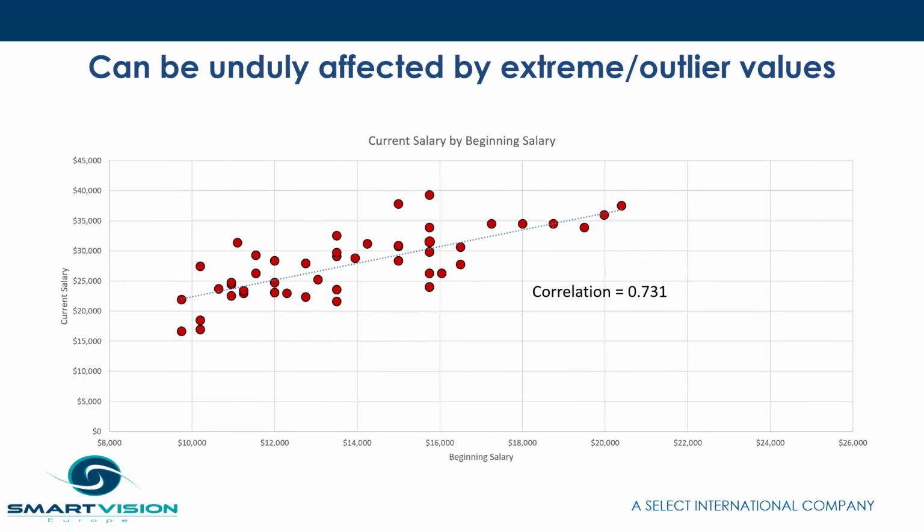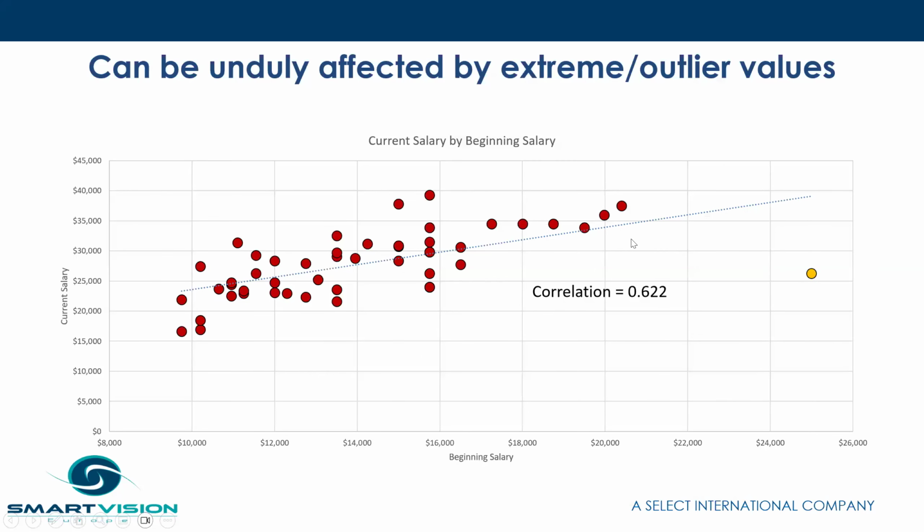Correlations can be unduly affected by extreme or outlier values. So here we have a correlation of 0.731. If I add in a really extreme value here, you can see that it affects the correlation.